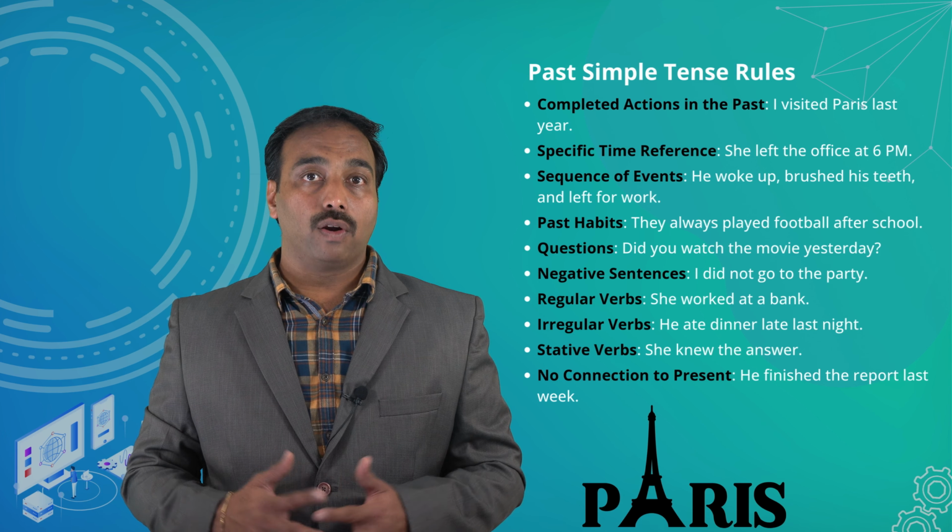It is used with regular verbs. Add ed to form the past tense. Example, she worked at a bank. With irregular verbs, use the second form of the verb. For example, he ate dinner late last night. Stative verbs can also be used in the past simple. Example, she knew the answer.